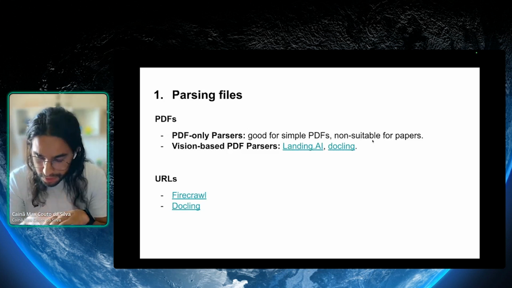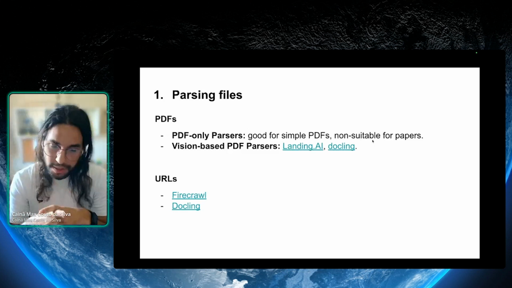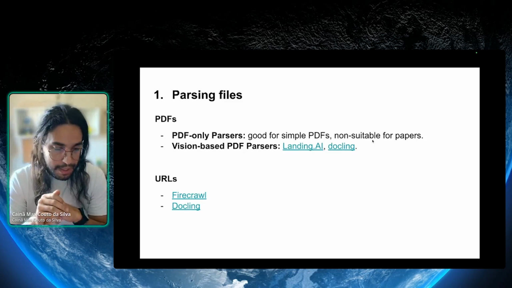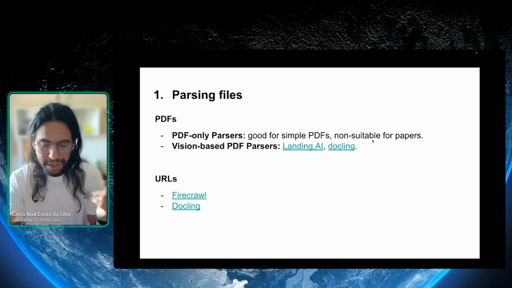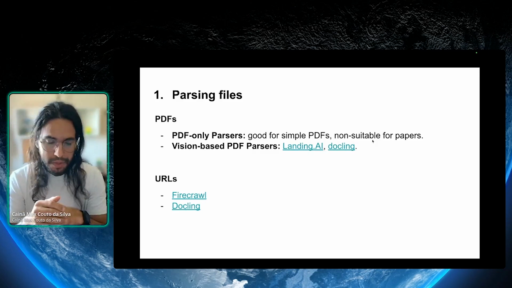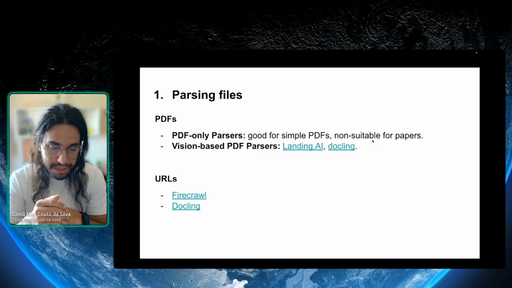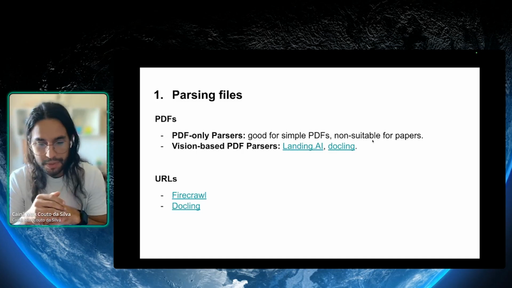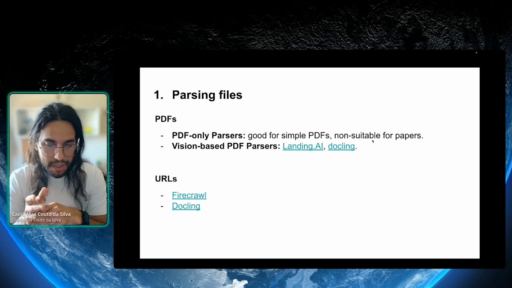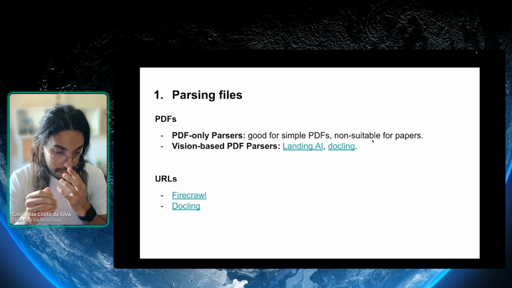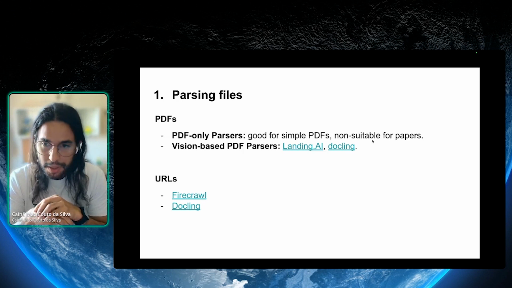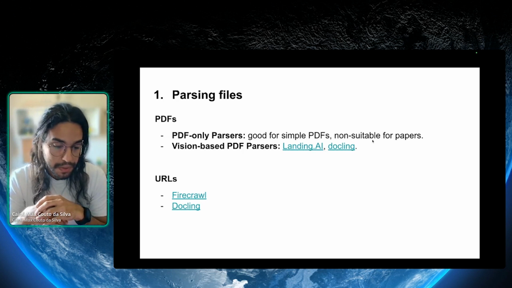The first thing that I worked on here is parsing these files, and to parse them I used Landing.AI. We can have two main strategies to parse PDF files. You can use PDF-only parsers, just simple Python libraries. Usually the quality is not good: you get odd spaces and weird truncations and so on. If you use a visual-based parser, you're probably going to get better results.